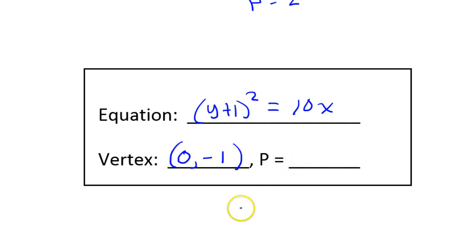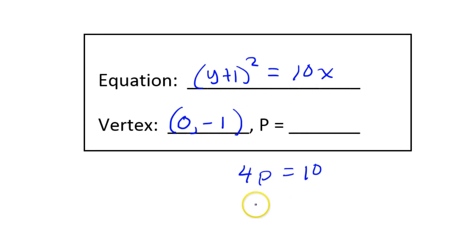What about the p value? Well, we know that 4p is equal to this number right here. 4p equals 10. Dividing both sides by 4, that gives me that p is equal to 10 over 4. This reduces down to 5 halves, so that's p.